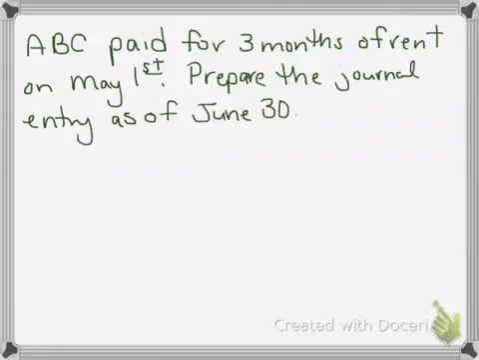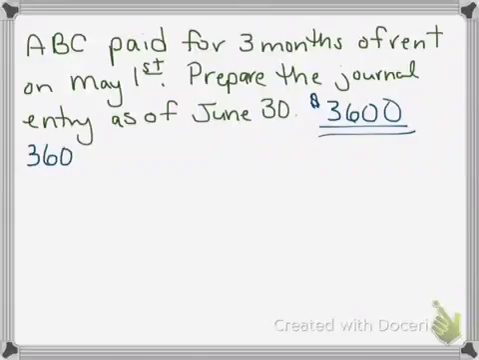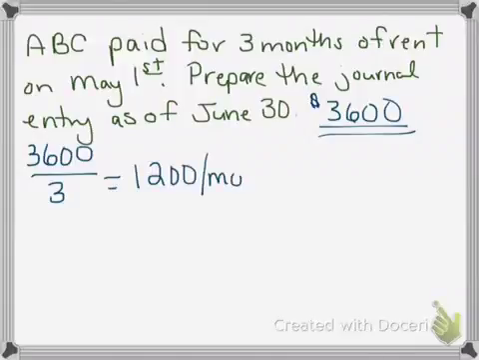In your problem, it tells you that they paid $3,600. When I was writing it on my tablet, I forgot that part. So on your worksheet, it says ABC paid $3,600 for 3 months of rent. I'm going to take that $3,600. It was for 3 months, so that means we have a total of $1,200 per month.